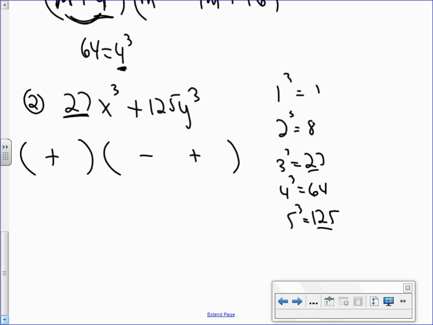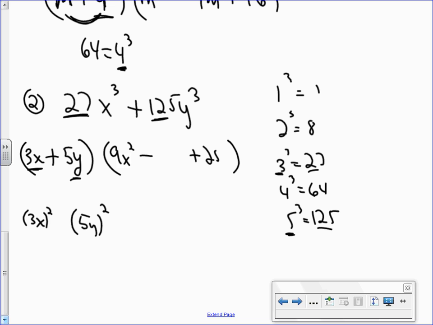What do we put? If that number is 27, we need the correct base for it, and the correct base is 3. Don't forget your x. This number is 125. The correct base for that is 5, and don't forget your y. When you go to the next set of parentheses, to that trinomial, you take this whole base, 3x, all of it, and square it. 9x squared. You take the whole base, 5y, all of it, and square it. 25y squared. And then you take these two numbers and multiply them together, and you get 15xy.